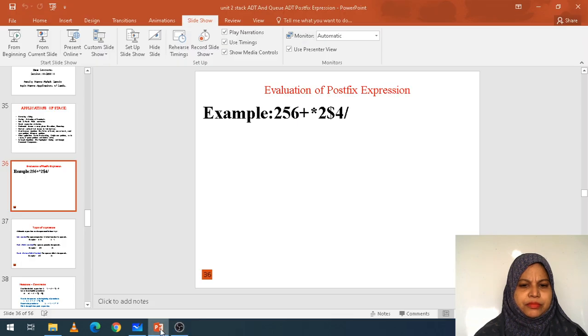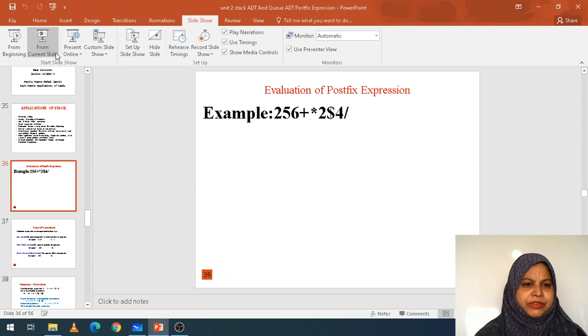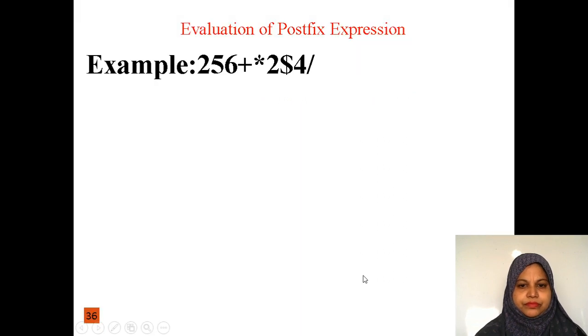In the previous session we discussed how we are going to evaluate the postfix expression. Now I am going to explain how we are going to evaluate the postfix expression with one more example. Here my example is 2 5 6 + * 2 $ 4 /.